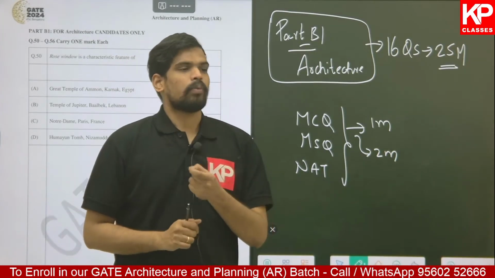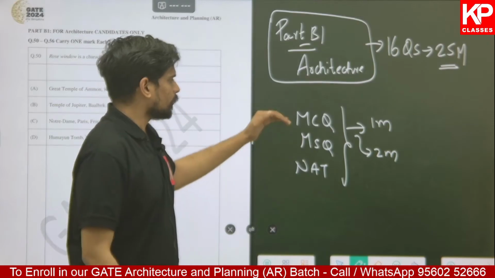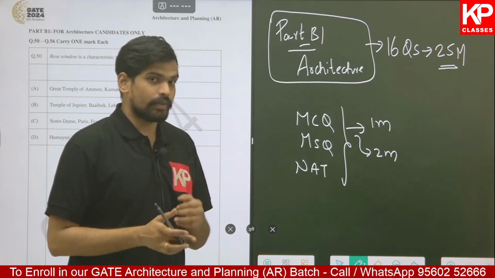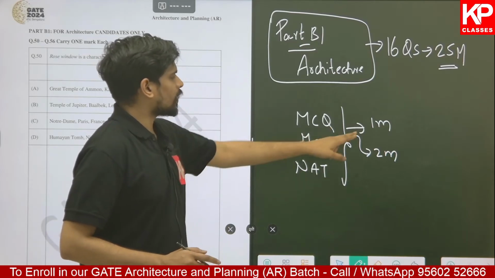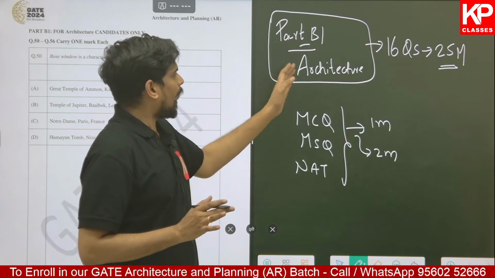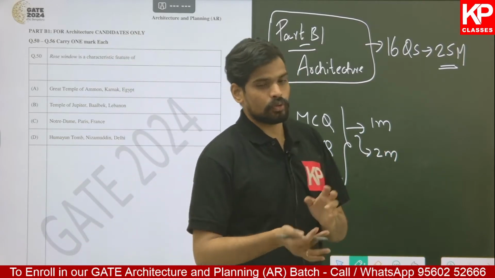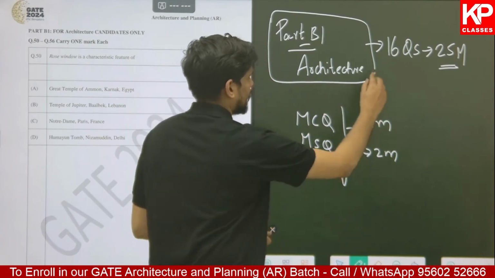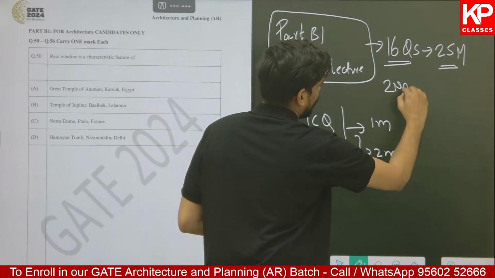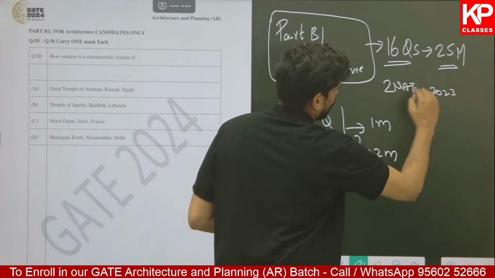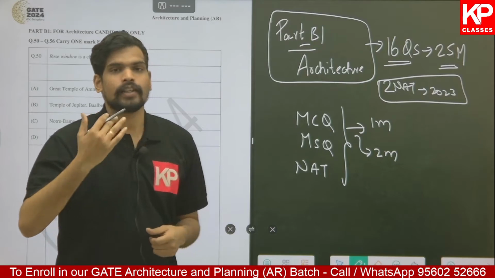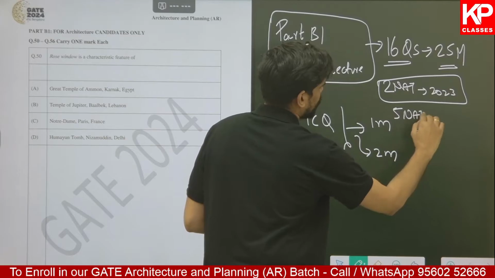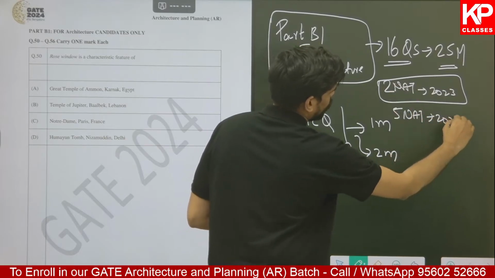If I tell you about one important observation from the GATE 2024 paper, in 2023, the last year's question paper of GATE Architecture, there were no numerical questions asked in the 1 mark. And in part B, that is B1 or B2, architecture part or planning part, there were only 2 numericals out of all these 16 questions. There were 2 NAT questions asked in the year 2023. Now that number has increased to 5 questions in 2024. So there are 5 numerical answer type questions out of 16 in this year's paper 2024.